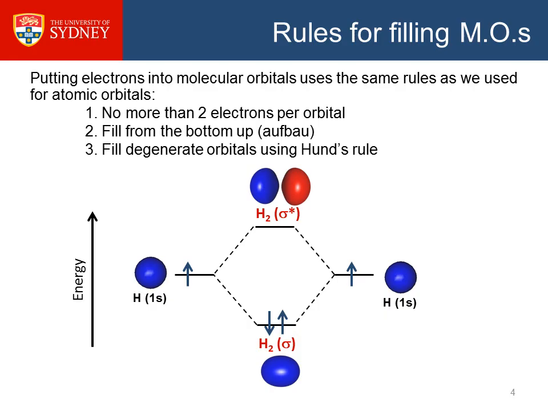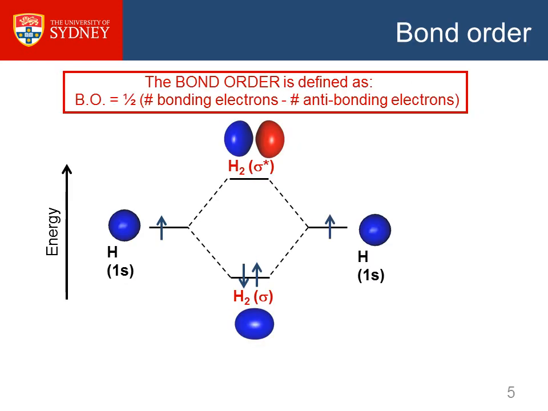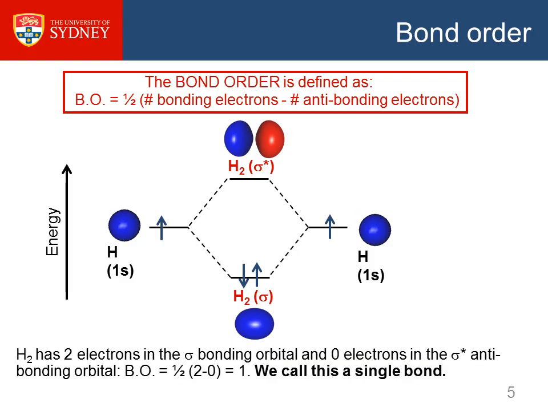It's now a good time to introduce the idea of bond order. Bond order is defined as 1/2 of the number of bonding electrons minus the number of antibonding electrons. In the case of the hydrogen molecule, as we have 2 electrons occupying the bottom sigma bonding molecular orbital, the bond order is 1/2 multiplied by 2 minus 0 electrons in the antibonding orbital, therefore a bond order of 1. We call this a single bond.